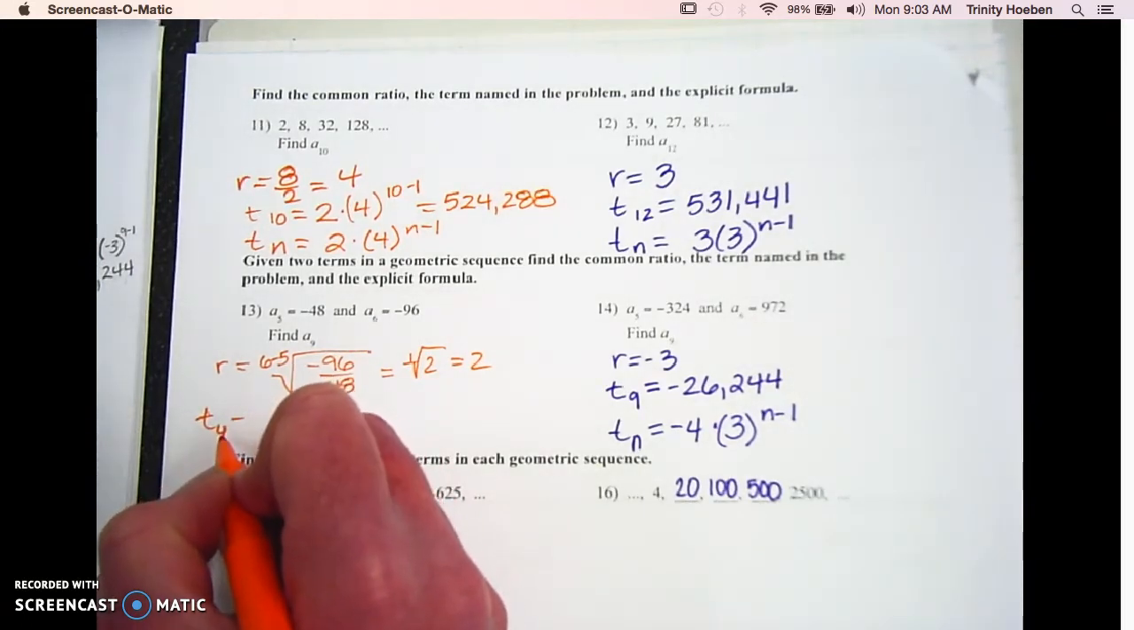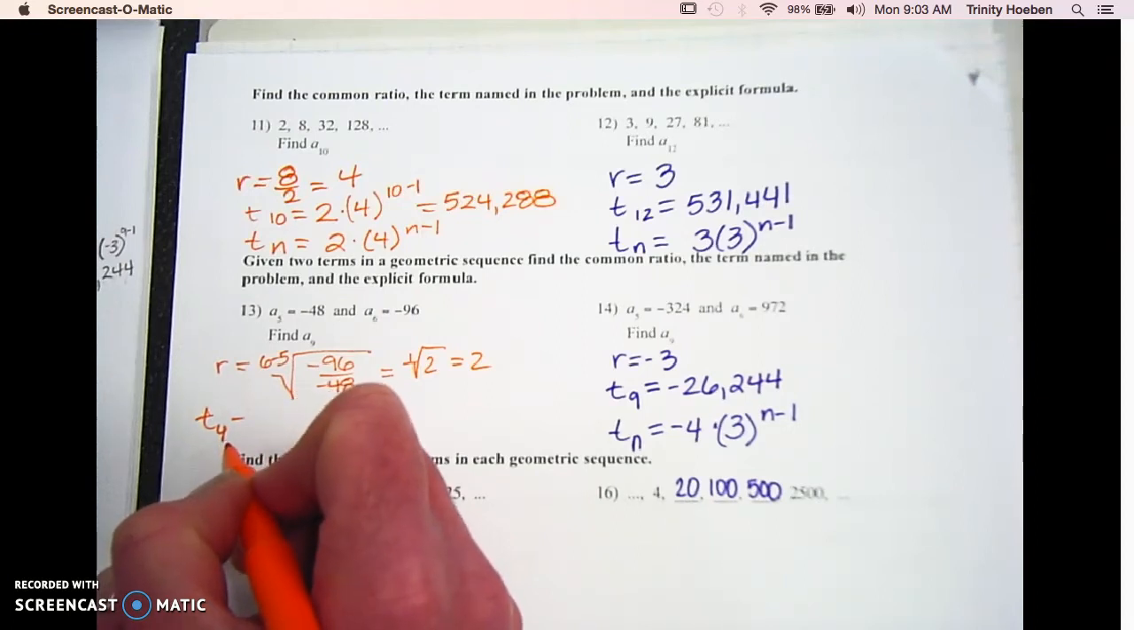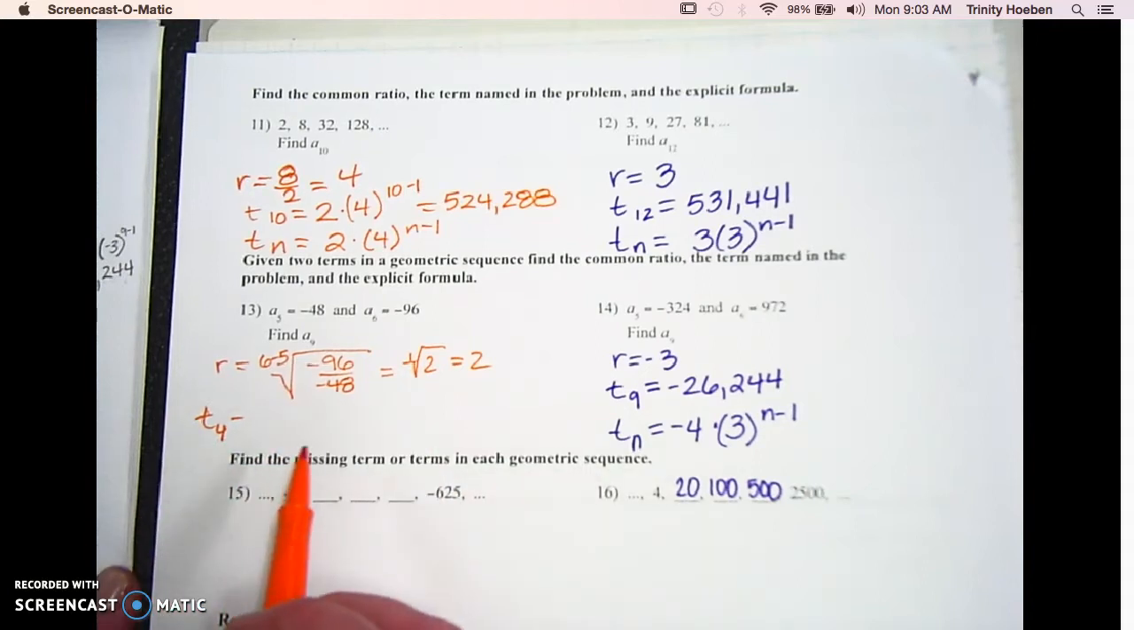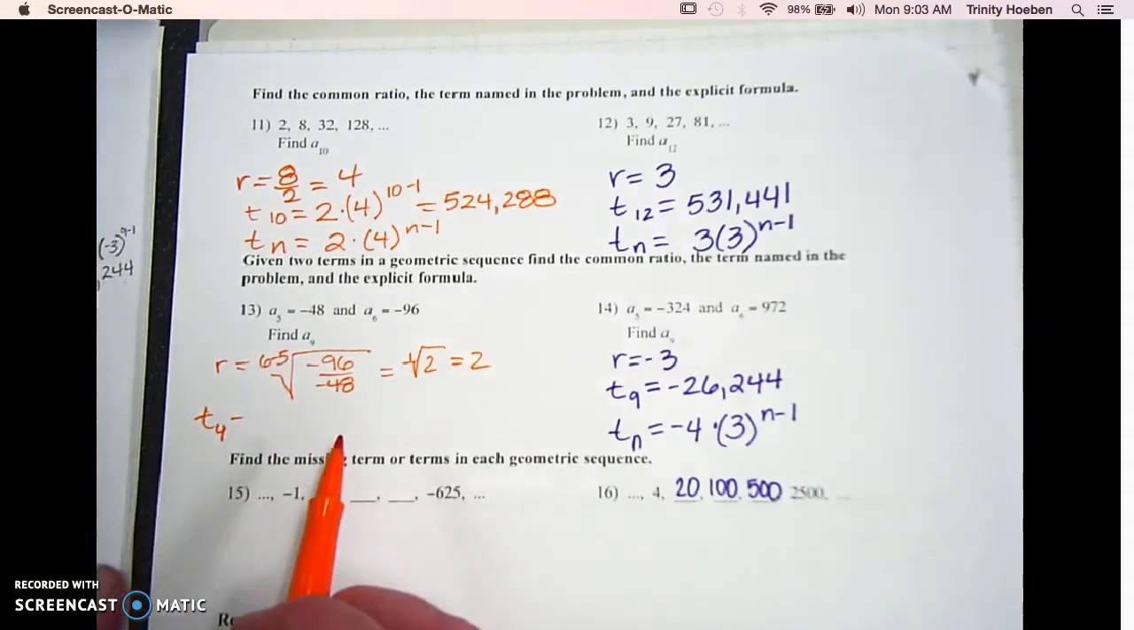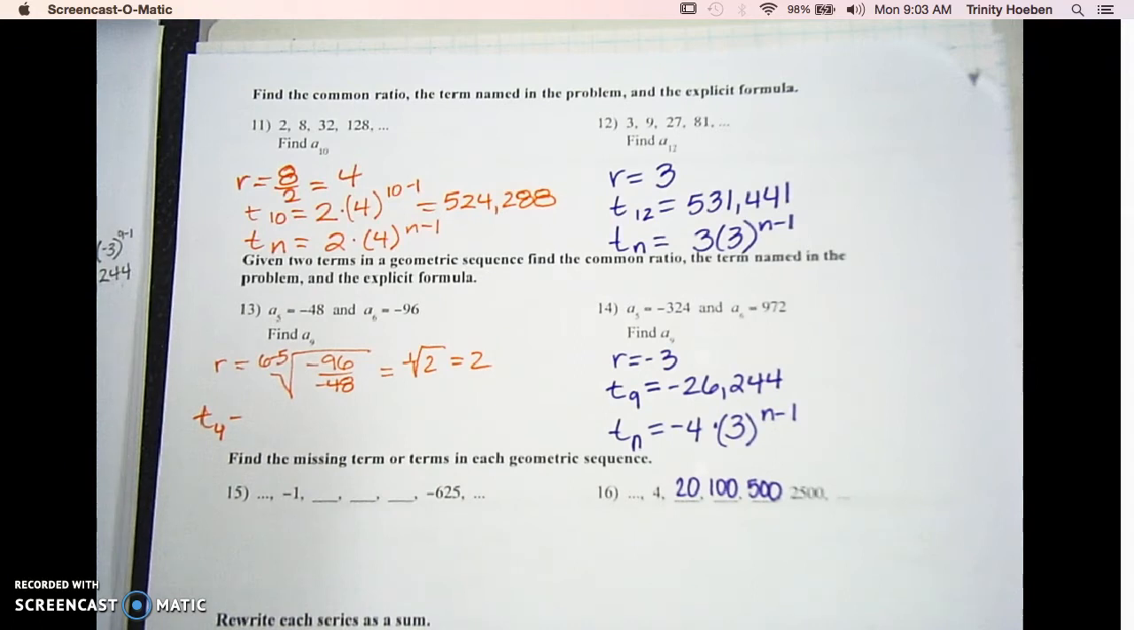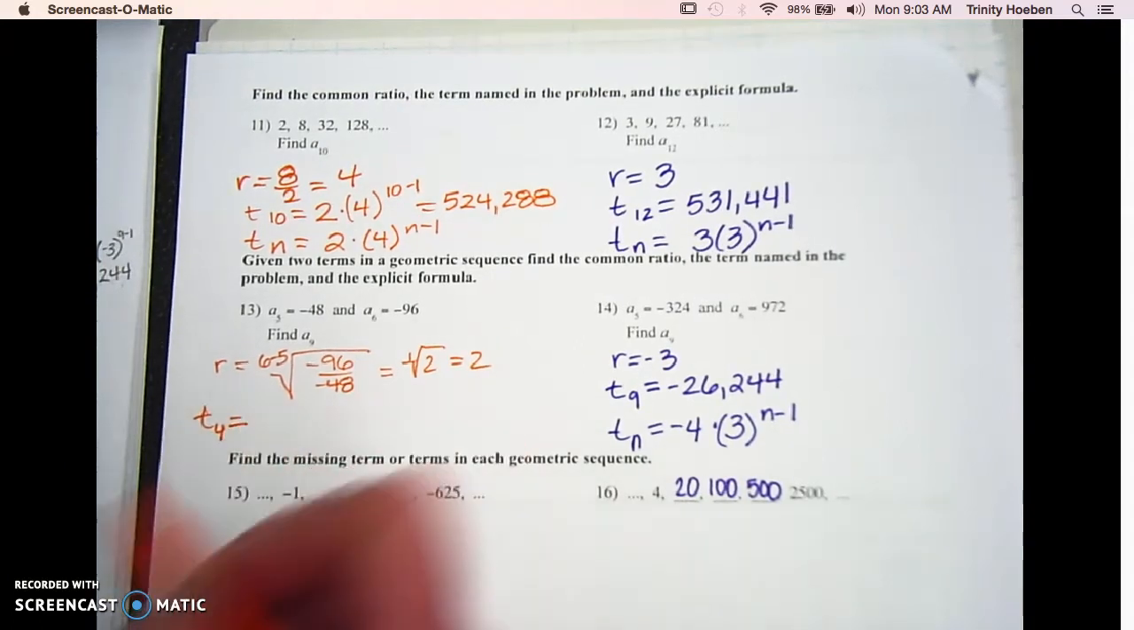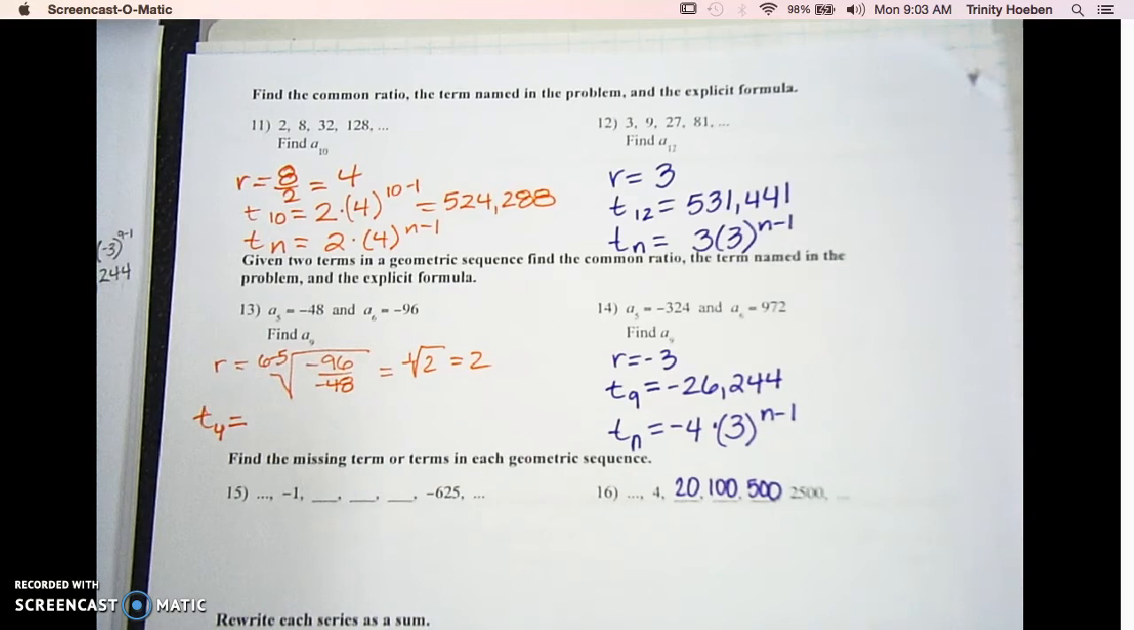Sorry, why do I need the fourth term? Oh, I need all right, in order to get the first term, I'm going to work my way down from the fourth term.